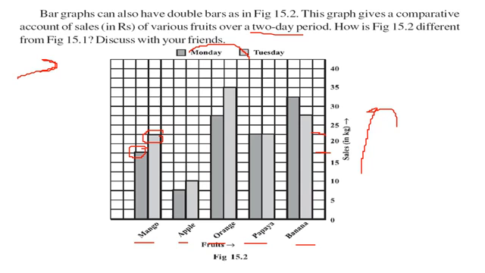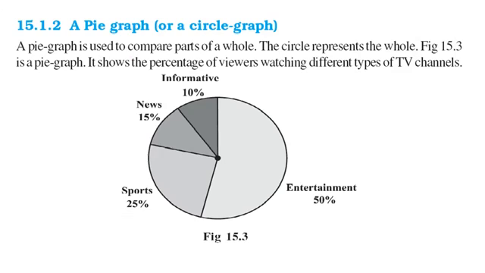kg, right? Similarly, let us take an example of papaya. So on Monday and Tuesday, the sales were the same. There was not a single change, and the sale is at par.